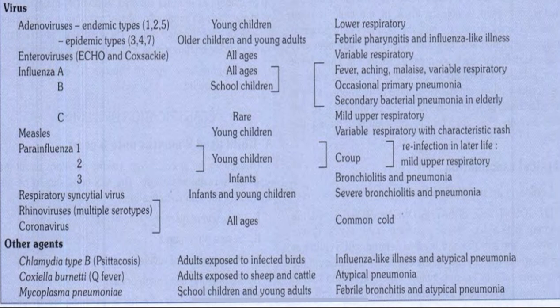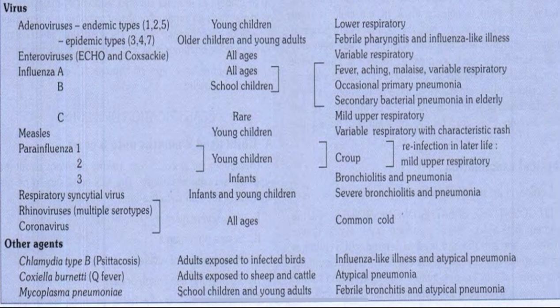Rhinovirus, which has multiple serotypes, and the coronavirus will obviously affect all age groups. We have seen the pandemic occurring in our own country, affecting all ages, and the patient presents with the common cold. The other agents which we studied are Chlamydia psittaci, psittacosis, in adults exposed to infected birds, that is the parrots or the poultry. They present with influenza-like illness and atypical pneumonia.